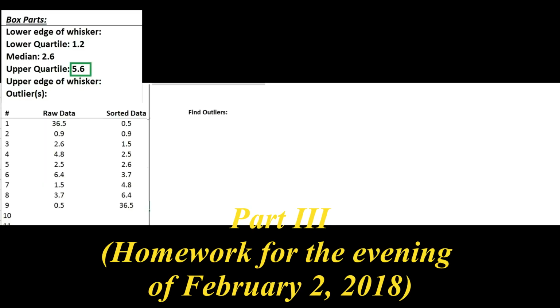Now we have to find outliers. We have to do a little math to figure this out. And there's a reason that we looked at minimum, maximum, and range. The smallest number in this data set is 0.5. The largest number is 36.5. But can we actually use that in our box?